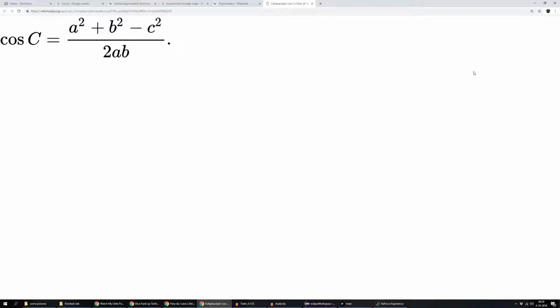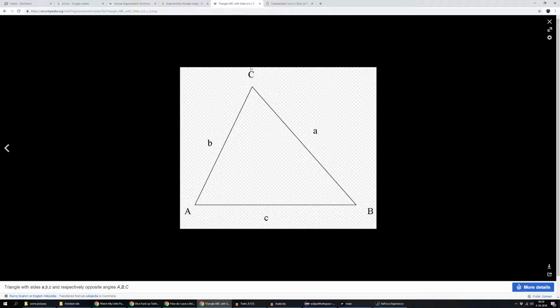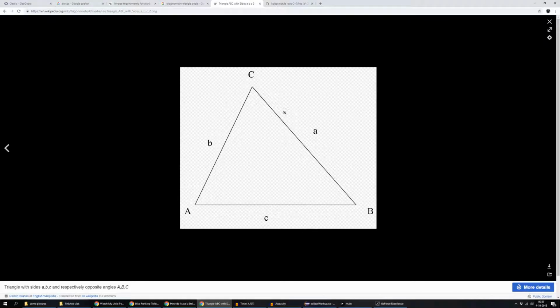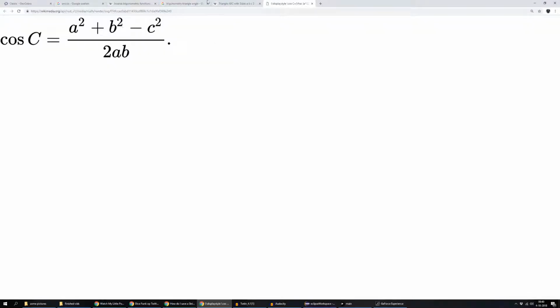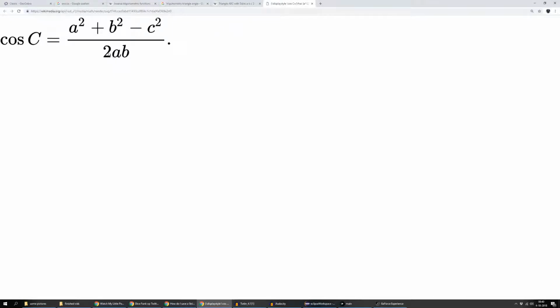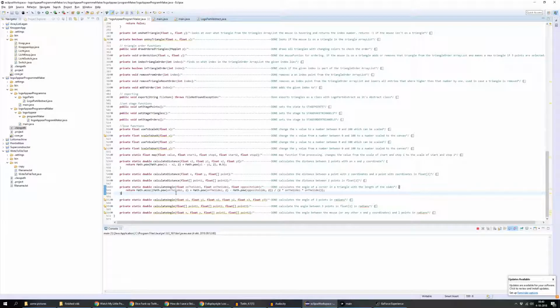I'd rather not say how long it took me to find this function again, but the function we will be using is cos c, where c is the angle we are looking for. It's a squared, which is one side that is adjacent to c, plus b squared, which is the other side adjacent to c, minus c squared, which is the opposite side, and all of those are the lengths of those lines, divided by 2ab.